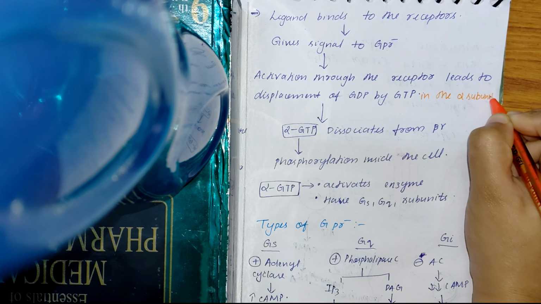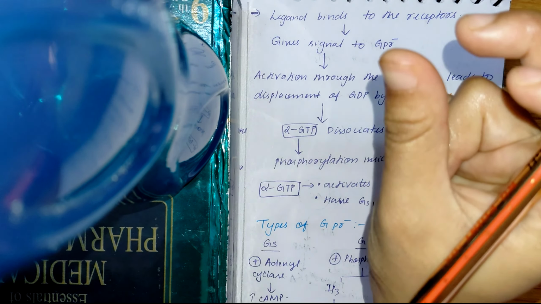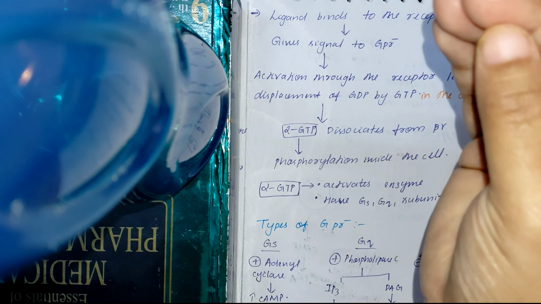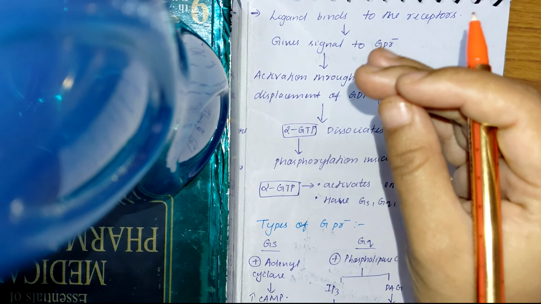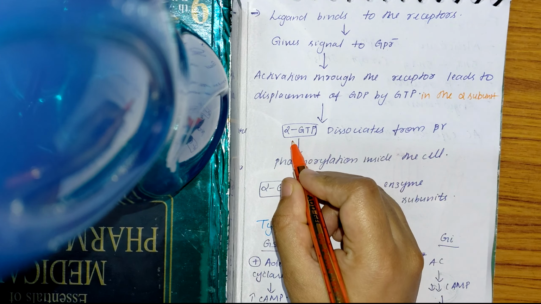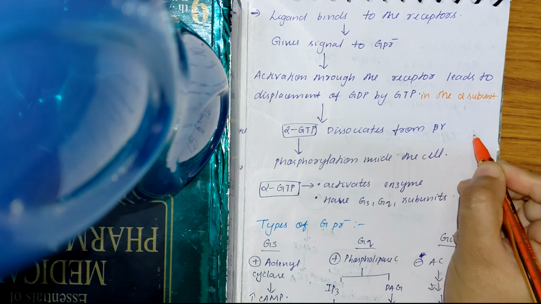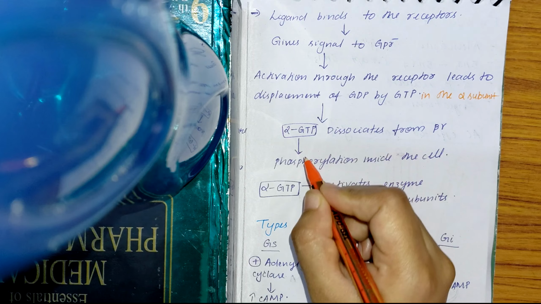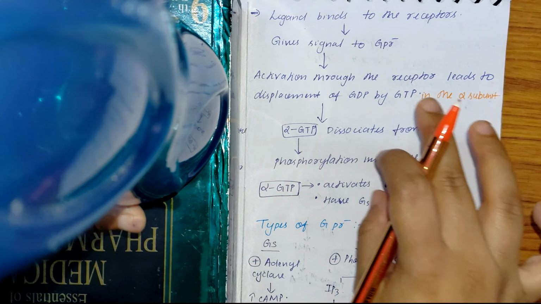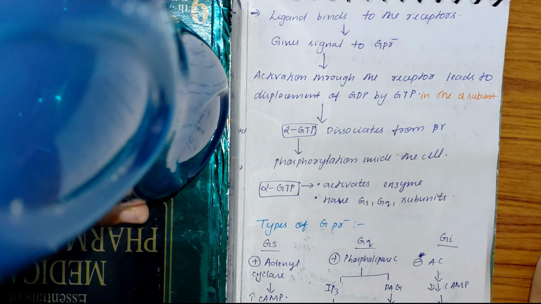So once the signal reaches the G protein, what is happening? Alpha has the GTPase activity. GDP is changed to GTP. Now GTP is bound to this alpha subunit, which will dissociate from the beta gamma subunit. Then it will undergo phosphorylation inside the cell and get terminated. Other details I will tell you in the diagram itself.